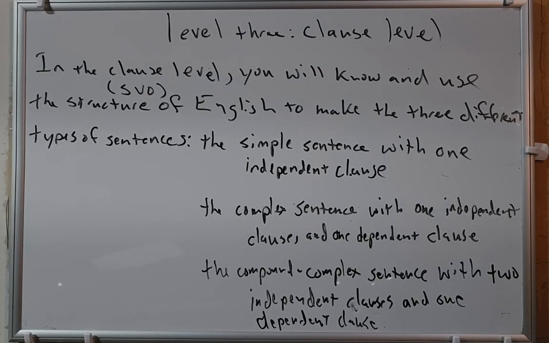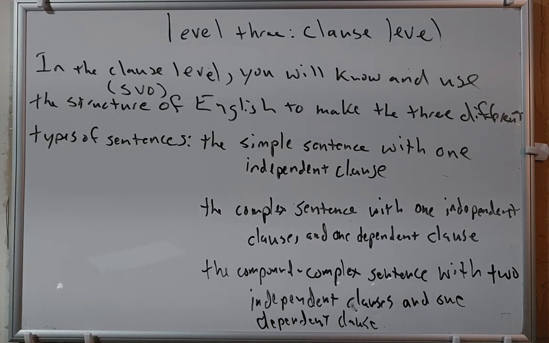Level 3, clause level continued. In the clause level, you will know and use the structure of English, SVO, to make the 3 different types of sentences. These are the simple sentence with 1 independent clause, the complex sentence with 1 independent clause and 1 dependent clause.